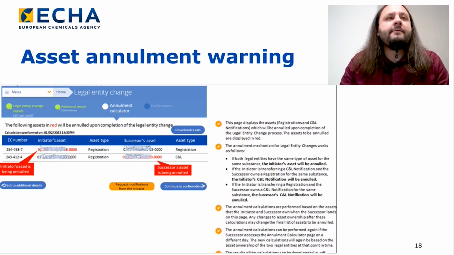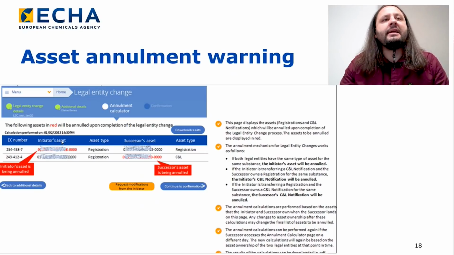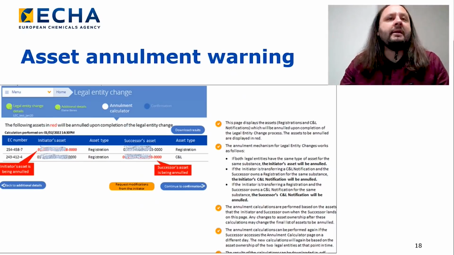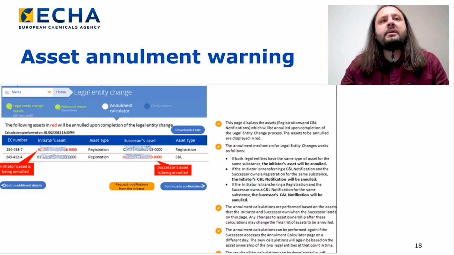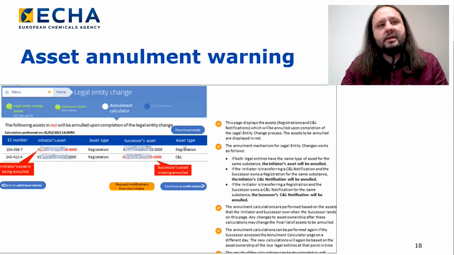Now, we have in the first column, in the first row, a registration for substance 2544587. This is the EC number of the substance. And we see that the initiator already has a registration dossier for this substance. But at the same time, the successor also has a registration for this specific substance. That means that when we are transferring this registration from the initiator to the successor, the registration of the initiator will become annulled, and you will get a warning before you proceed with the legal entity change, since the registration that already exists in the successor's portfolio takes precedence.